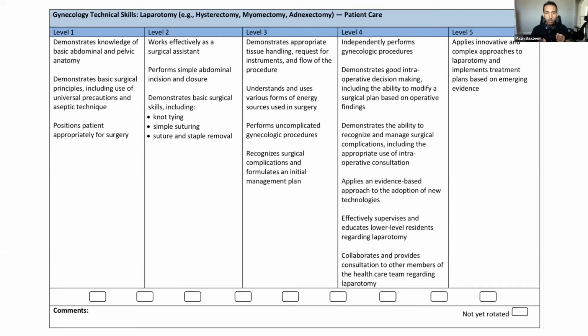But then when you move to level 3, a resident has to have a milestone at level 2 before we move to the next level, which is level 3. He will be able to perform uncomplicated gynecological procedures, recognize surgical complications, etc. These levels are not meant to correlate directly with the level of training. So it doesn't mean that when you are level 2, you have to be at R2. No, it's actually the level of the milestone itself. So you can reach level 5 in any given milestone when you are in R3, for example, or R2.